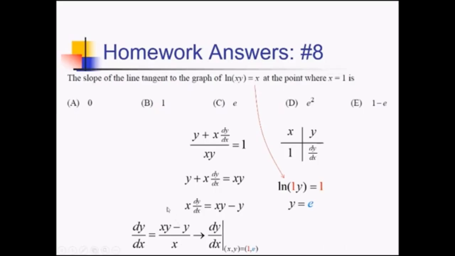So up top we've got the x value 1 times the y value e minus the y value e, all over the x value 1. And just like we predicted, we get 0 in the numerator. So that's going to zero out the whole fraction, giving us answer choice A.